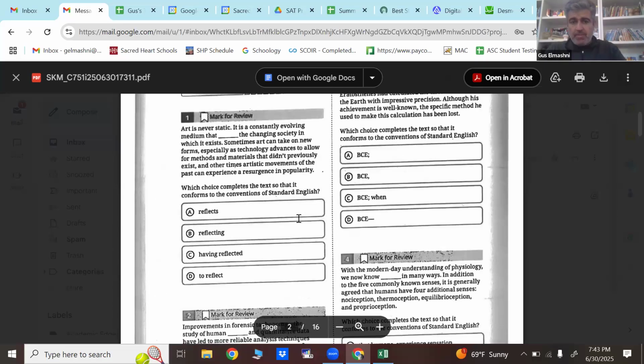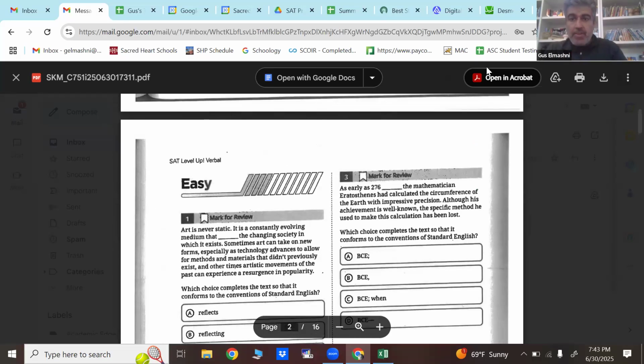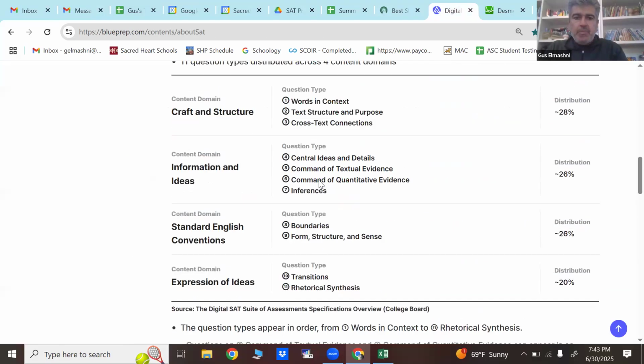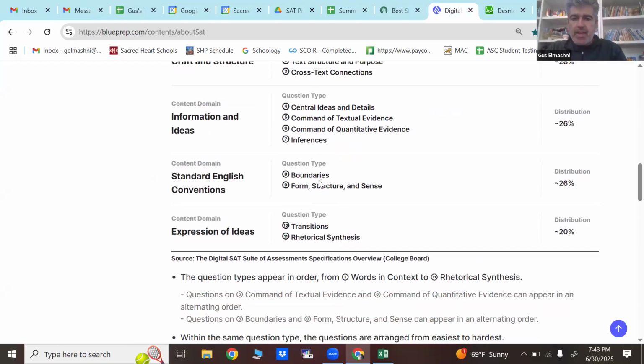Okay, so we want to talk about grammar. So going back to this again. We're looking at standard English conventions and expression of ideas. Boundaries, form, structure, sense seems kind of vague. A lot of it's going to be punctuation, verb agreement, pronoun usage, modifiers, some stuff like that. And then expression of ideas will be transition words and something called rhetorical synthesis. So I think we could probably get done close to 8 o'clock. I think this is pretty fast, but I just want to kind of explain how this works.